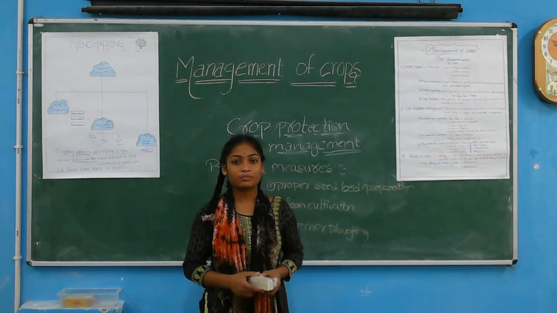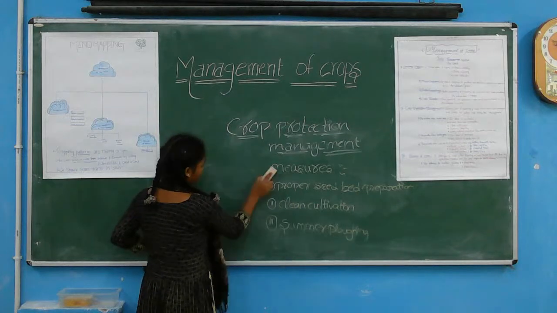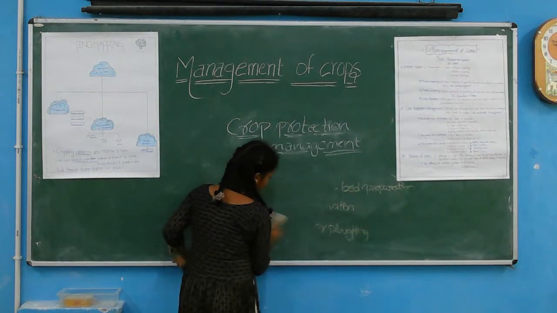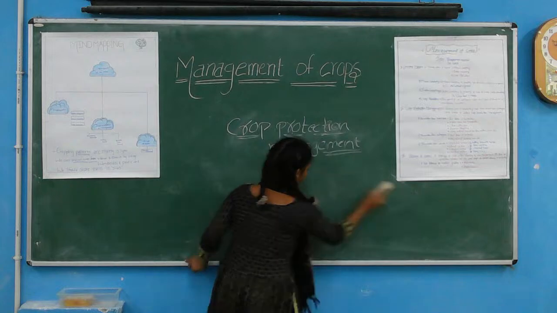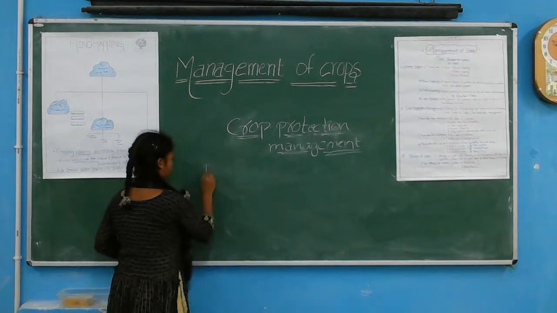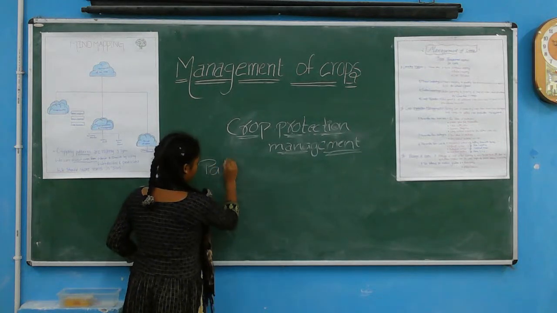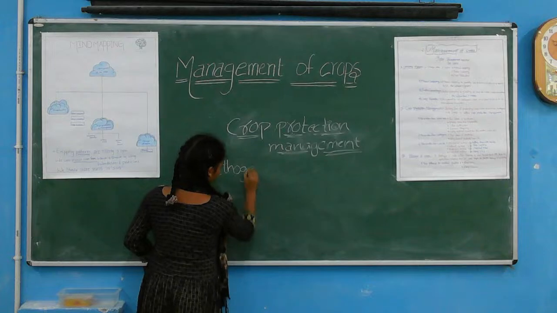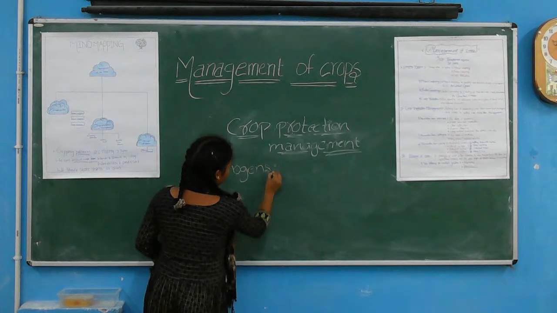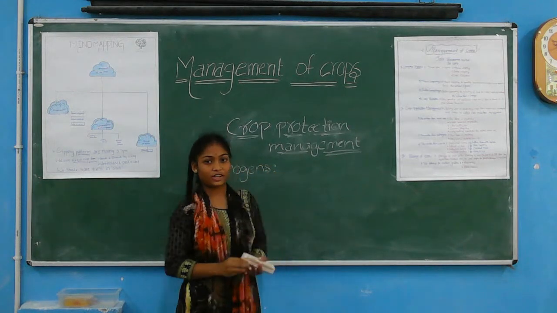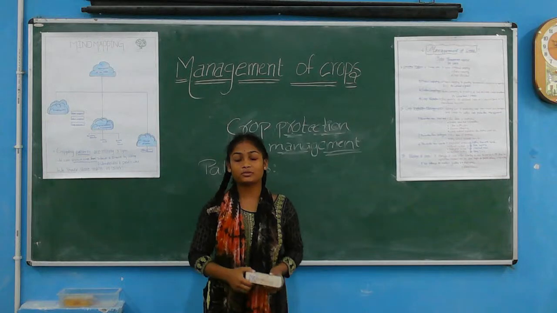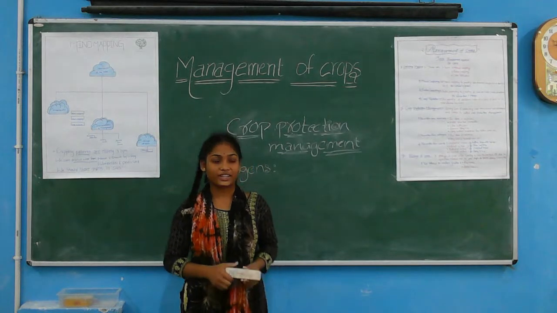The second one is pathogens. The disease-causing microorganisms are called pathogens. Some common pathogens are bacteria, viruses, and fungi.